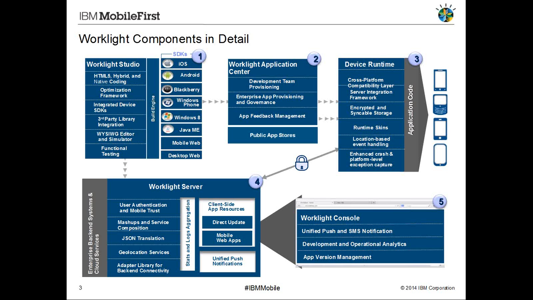This will also have a JSON translation, so we ensure that the communication between the server and the device runtime is over a JavaScript Object Notation translation. The server also comes with geolocation services, so whatever data I get out of the event handler in the device, I can correlate that to create some amount of analytics and some amount of data being pushed to the user, based on the geolocation factor, or let's say a geofencing that I would do specific to the app. And finally, it also takes care of the entire adapter library.